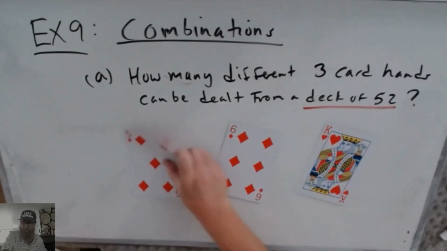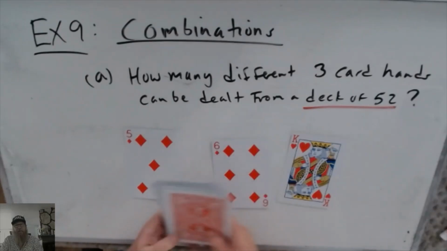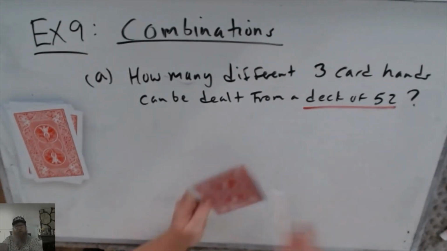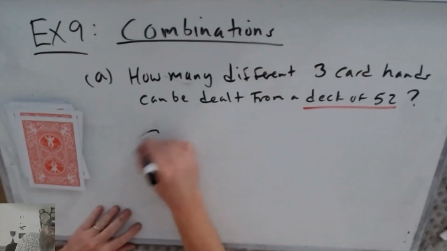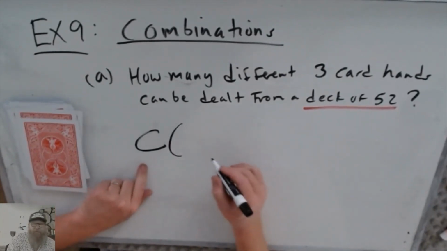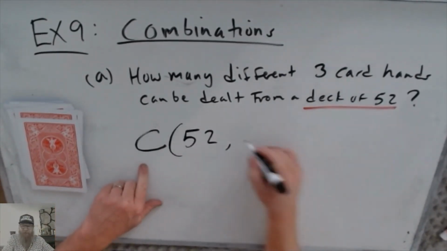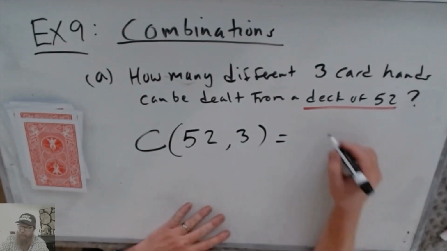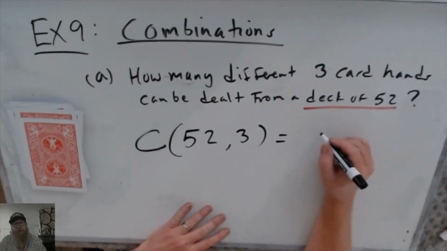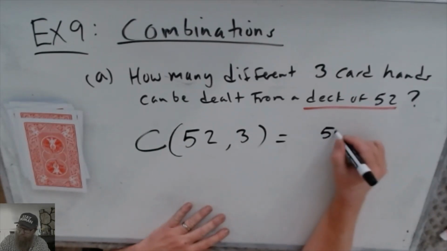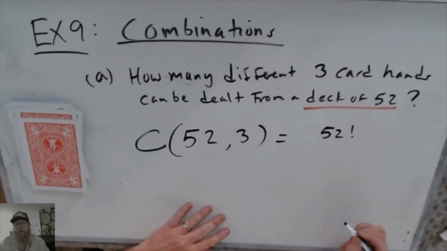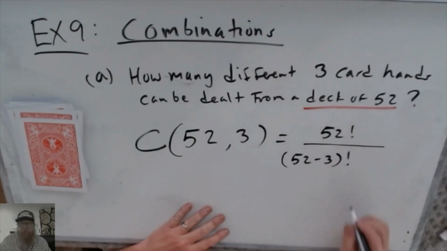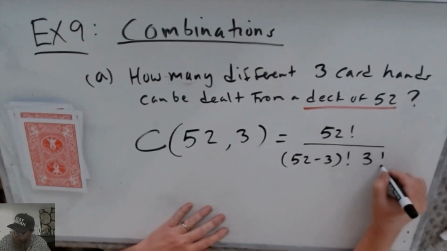My cards are all over the place. How many possibilities is that? So this goes back to chapter 12 when we were talking about the choice function. So this would be choosing from 52, choose 3. So that is 52 factorial divided by 52 minus 3 factorial times 3 factorial.